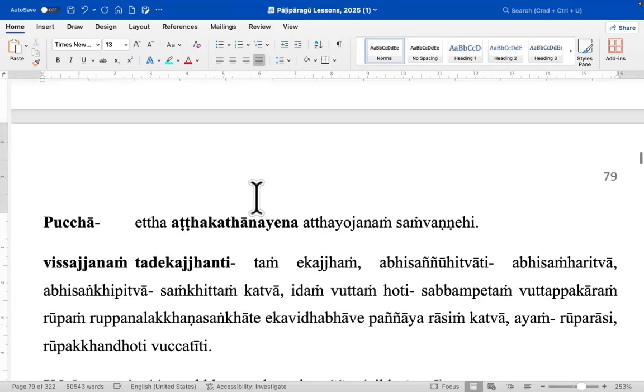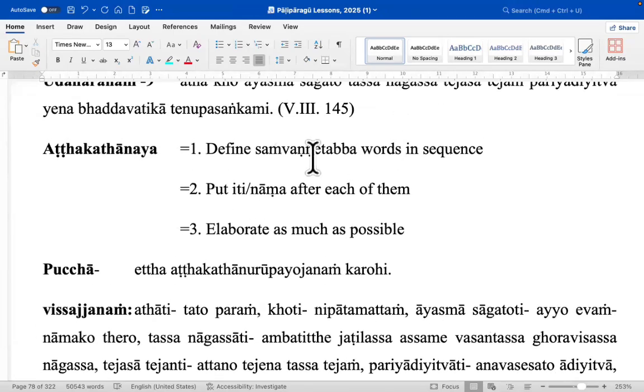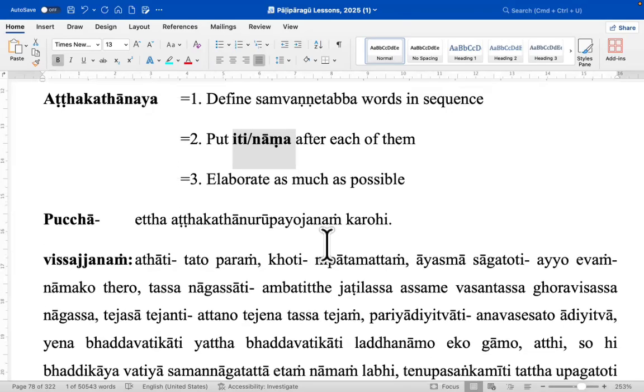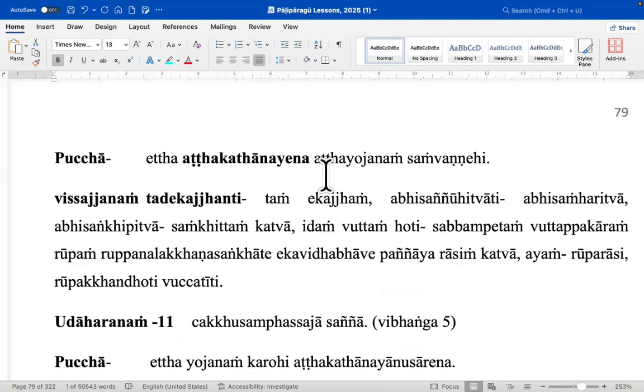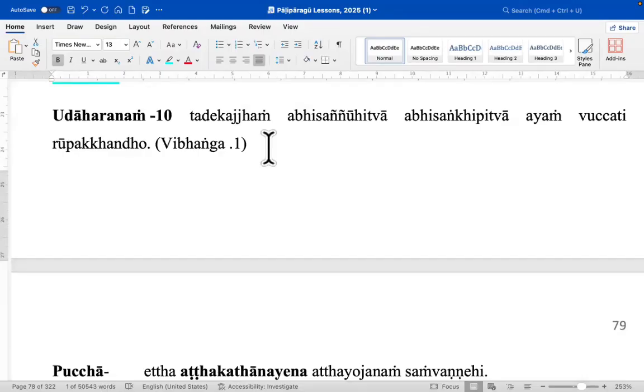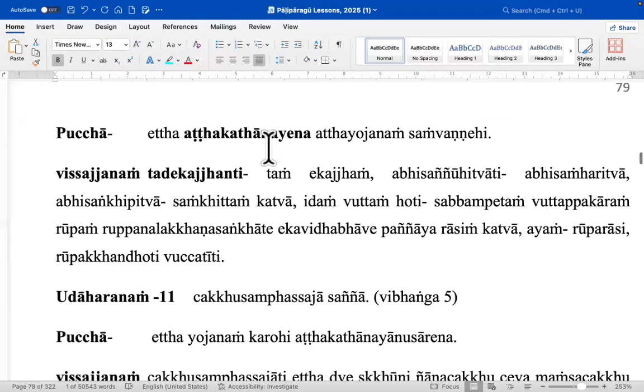So the commentary method, last week I already told you here: define the Dhamma-Gem words in sequence and put et or nama after the Dhamma-Gem, and then we have to explain, extend, not shortly. Buddha Bhagava, it is not enough in the Thakaranaya generally. Okay, so this is the Thakaranaya, and so we translate this sentence using the Thakaranaya commentary method. So how do you translate?